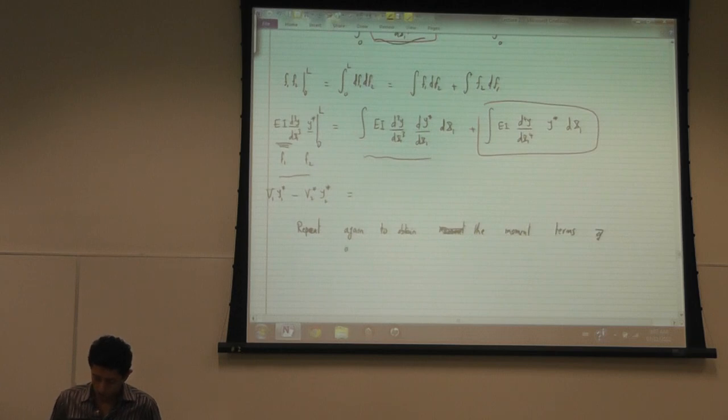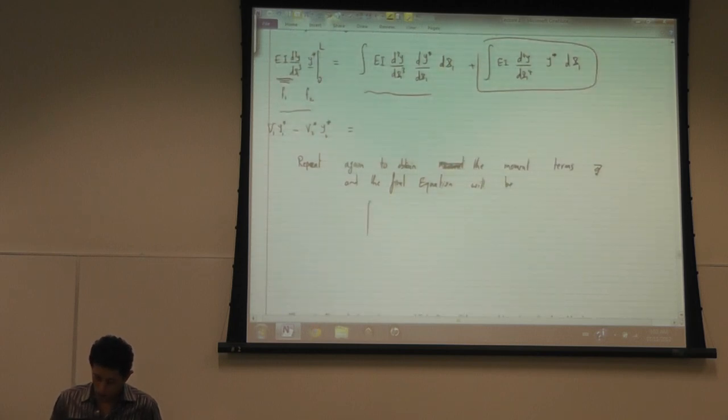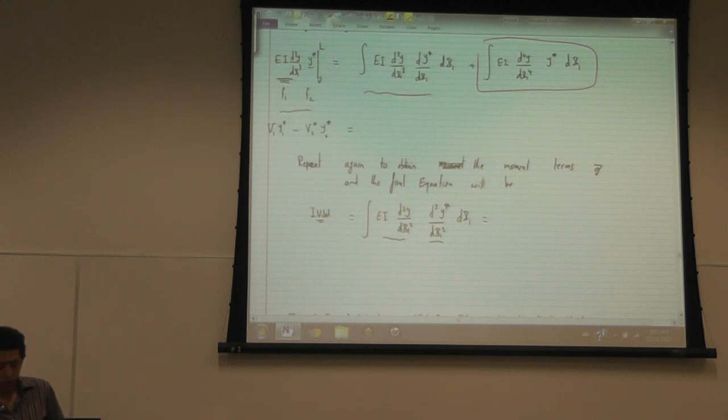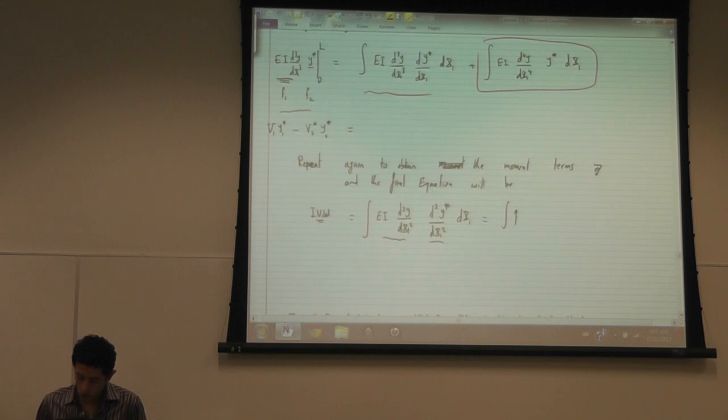The final equation will be the integration of EI d2y by dx1 squared multiplied by the second derivative of that virtual displacement that we're applying, integrated over the length. This is equal to the internal virtual work. This is the moment, this is the second derivative of that displacement that we applied, and it is equal to the integral of q y star, integrated over the length, plus v1 y1 star, minus v2 y2 star, minus m1 theta 1 star, plus m2 theta 2 star.